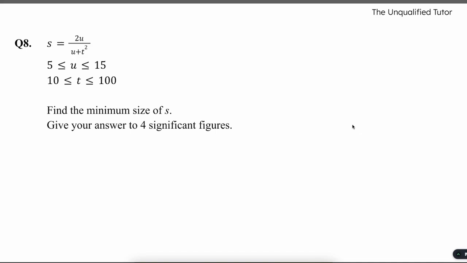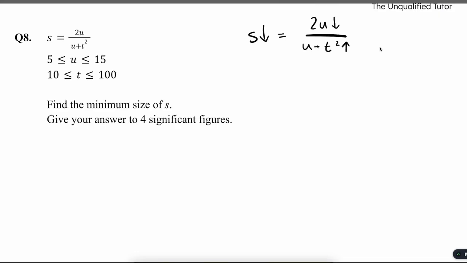Now, with this one, you have to think about your limits, because we need to find the minimum value of s. To get s to be minimum, we need the 2u to be minimum and the (u plus t) squared to be maximum. However, we need the u to be maximum up here, but we need the u to be minimum up here. So which way do we go? Well, this is why this question is 4 marks, because you try it both ways.